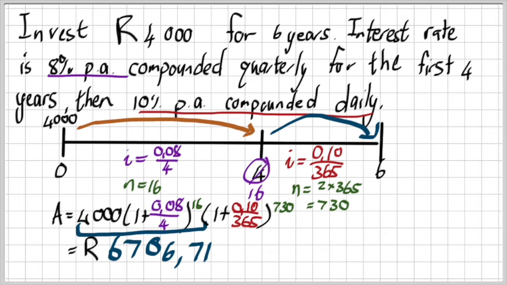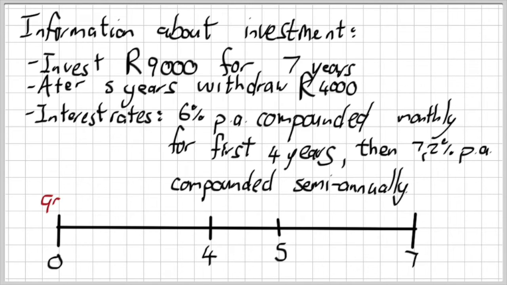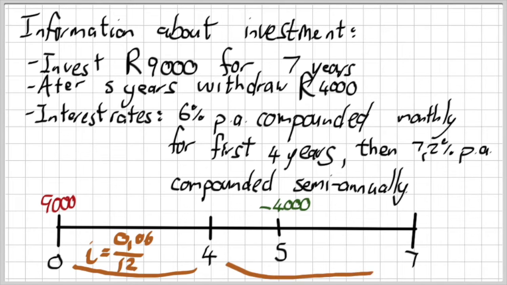So let me challenge you. You go and do this sum yourself. Where do I start with a sum like this? I hope that you're guessing my answer. We need a timeline. So when drawing up my timeline, I have now 3 different dates on there. So at the beginning, there's 9,000 Rand.